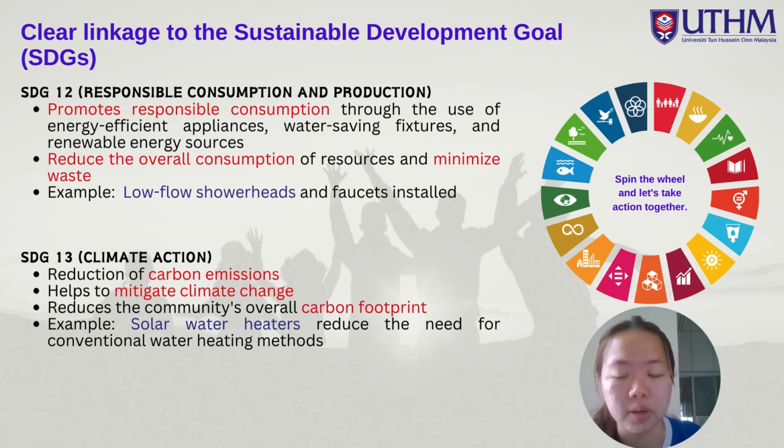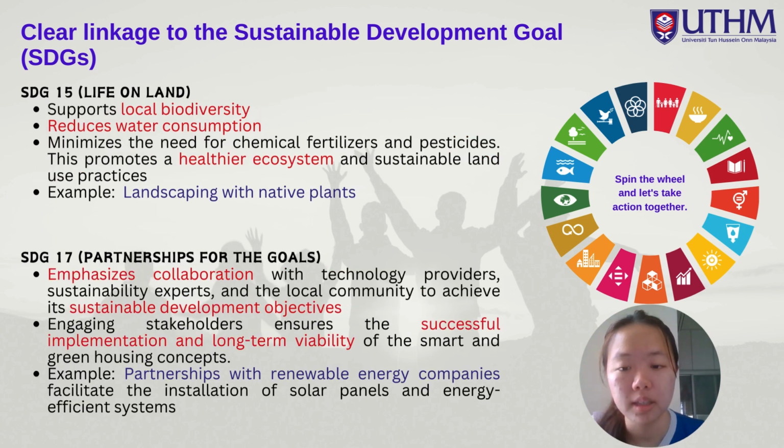And the next one is climate action, SDG 13. It will reduce the carbon emission, mitigate the climate change, and also reduce the carbon footprint. For example, the solar water heater will link to SDG 13, reducing the need for conventional water heating methods. The landscaping with the native plants will link to SDG 15, Life on Land, which will support the local biodiversity, reduce the water consumption, and also promote a healthier ecosystem and sustainable land use practices.